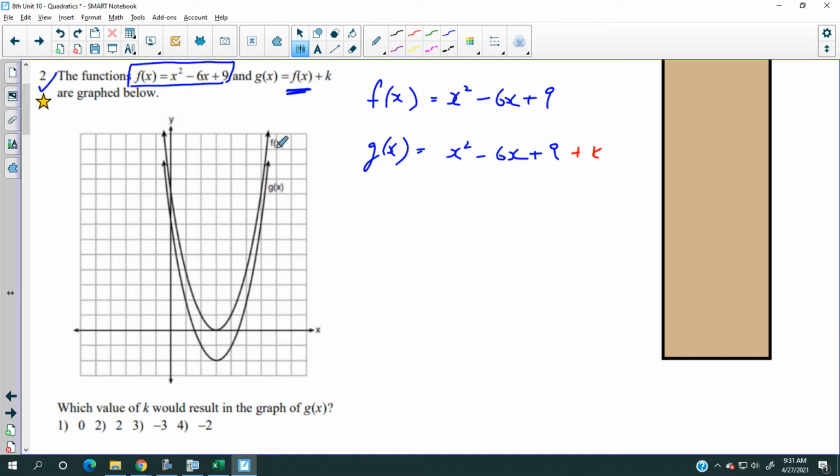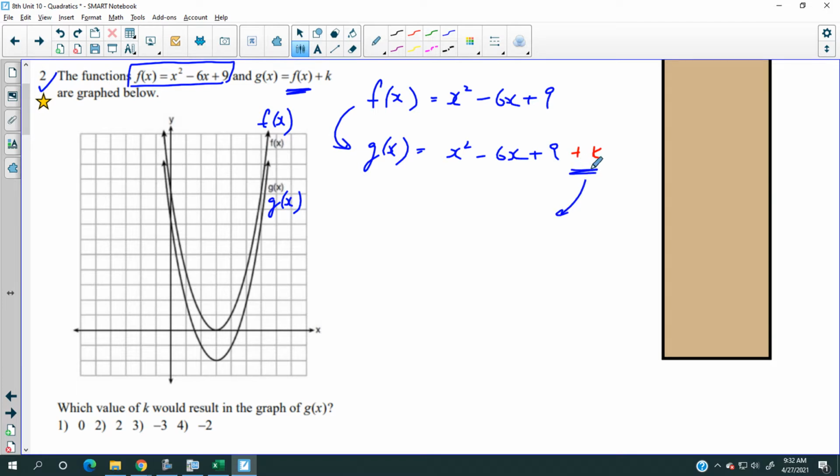Okay, so now I got to examine the graph, right? I got f of x here. Now I got to do a better job labeling this. I don't think it's written big enough. So now notice how we went from f of x to g of x. Notice how the graph went down. That's the transformation. We got f of x, g of x went down. Now think about that.